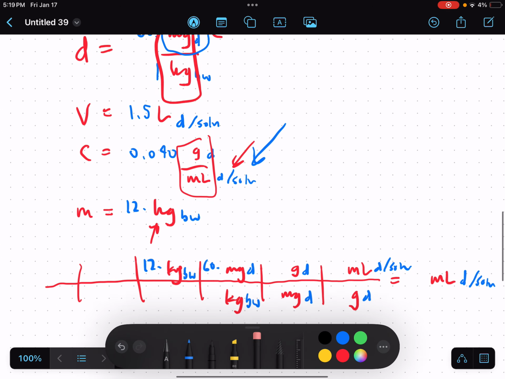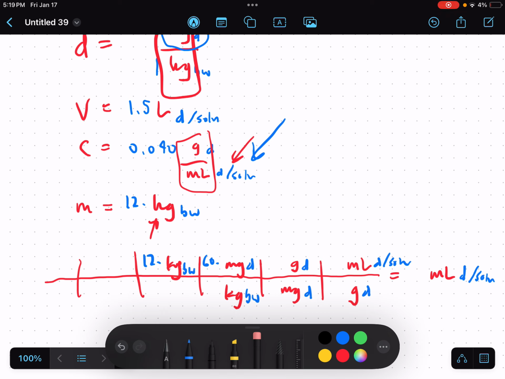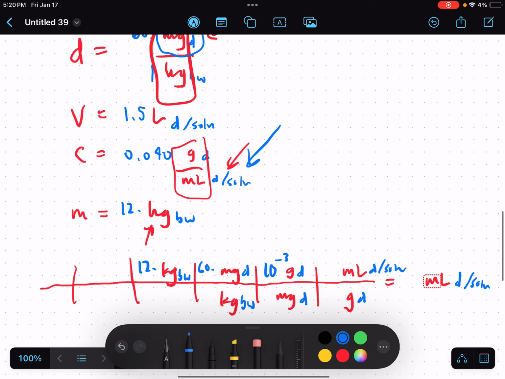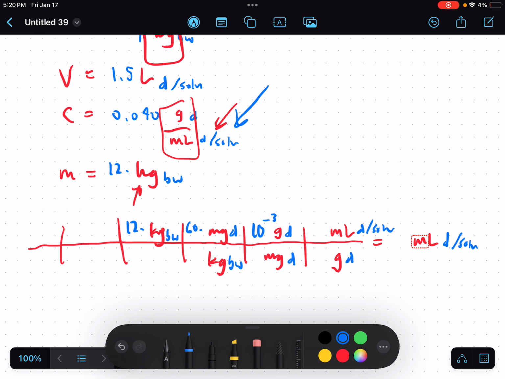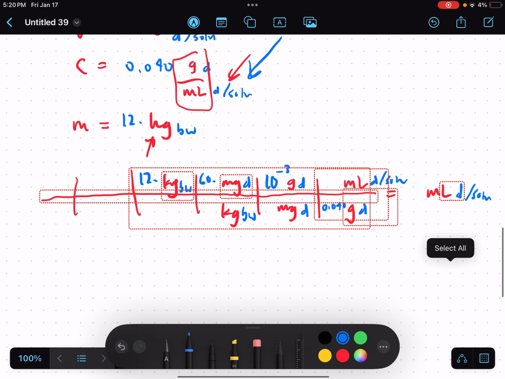And then grams per milligram. I go look that up. I look up milli. I'm going to go a little faster here. Milli means 10 to the minus 3, right? And then this is grams per milliliter, 0.040 grams per milliliter. And I'm not going to put the 1 in there. I'm just going to leave it like that. No, come on. Stop selecting. Okay, well, I'm going to leave that selected.